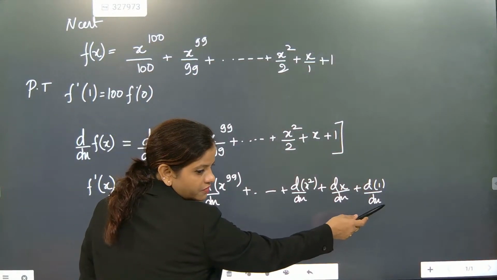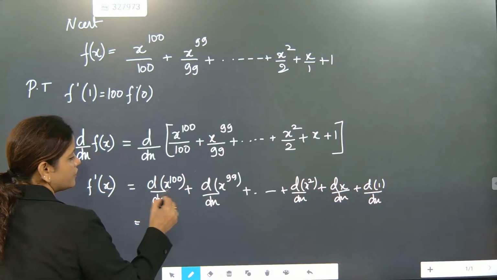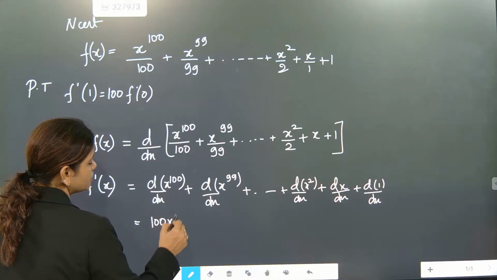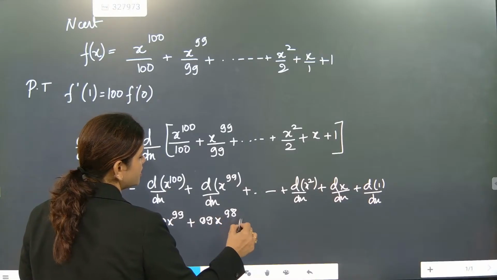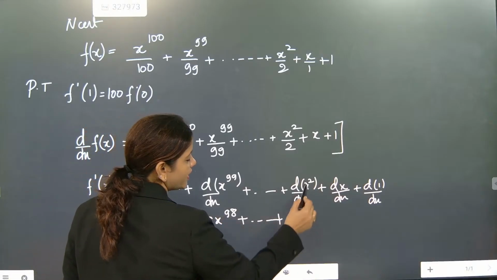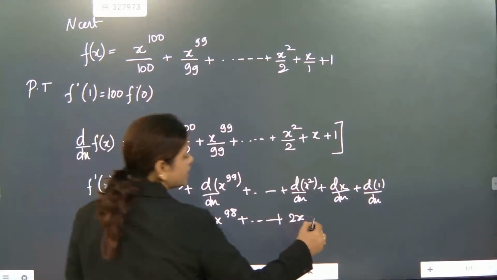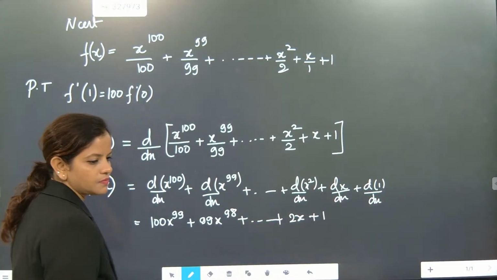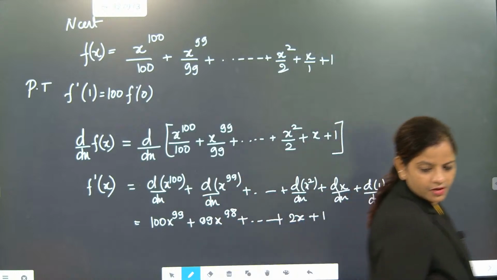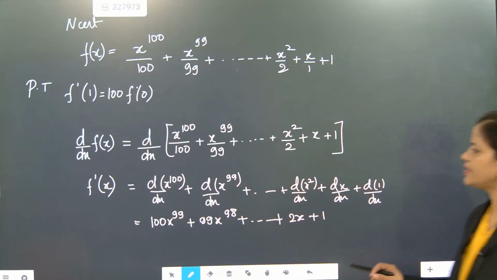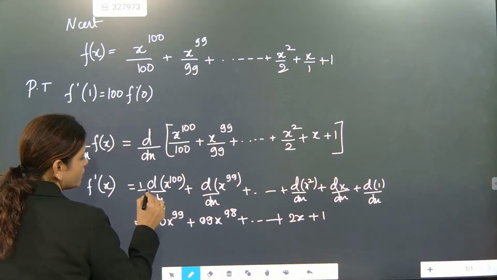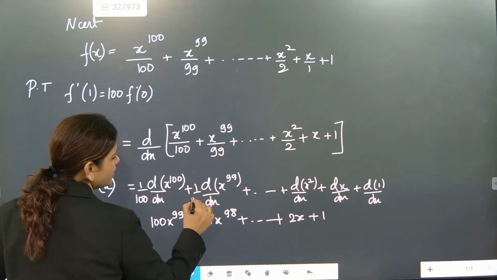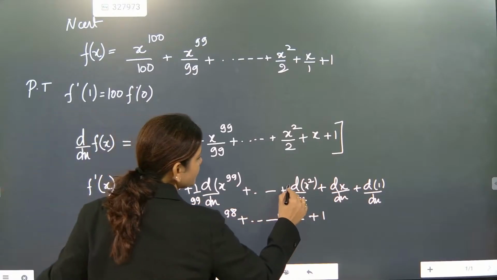Now, what is the next part? The constant's differentiation will become 0. Differentiation of these will become 100 x to the power 99 plus 99 x to the power 98, like this it will proceed, x square will become 2x, x will become 1. So actually 100 here, and here 99, the differentiation of this. All the constant numbers are there, so we will write 1 by 100 here, 1 by 99 here, and here for x square, 1 by 2.